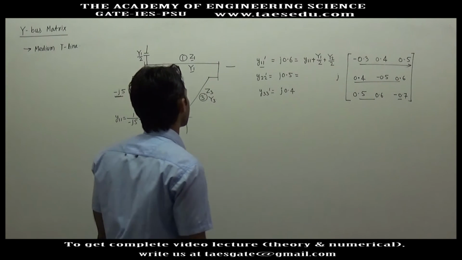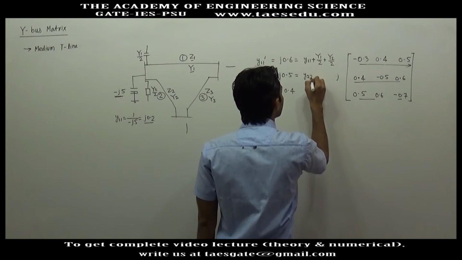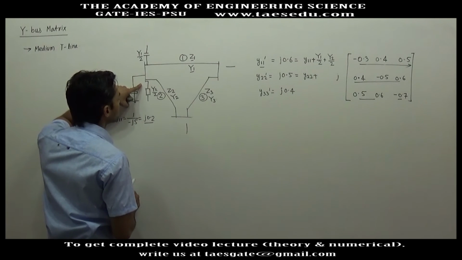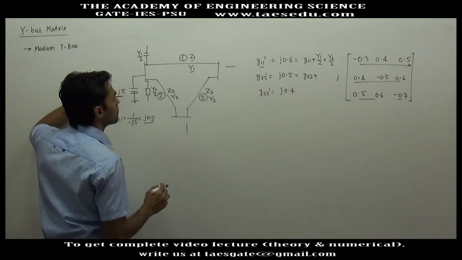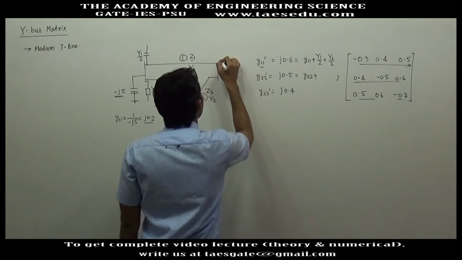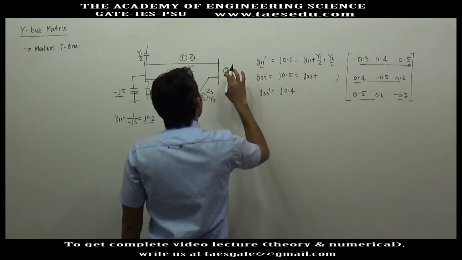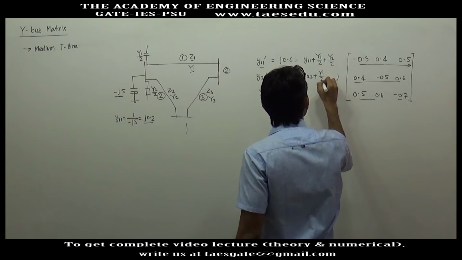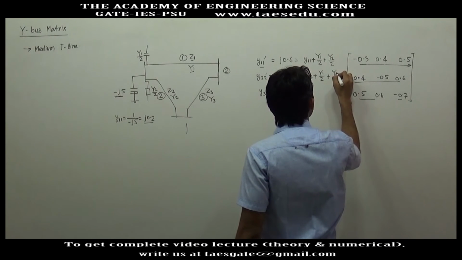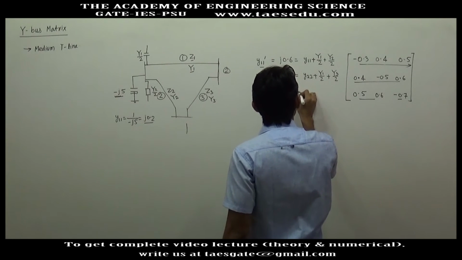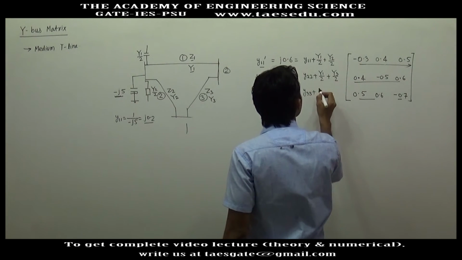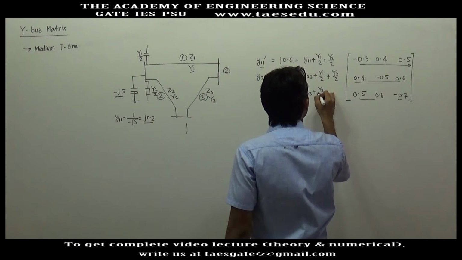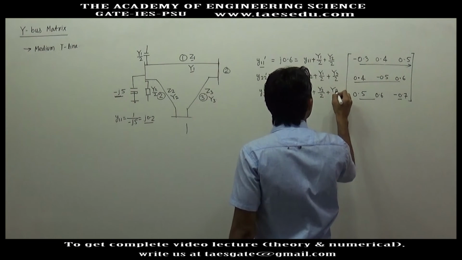Similarly, Y22 dash will be Y22 plus, coming to the second bus. Bus 2 is connected to the first transmission line and the third transmission line. This will be y1 by 2 plus y3 by 2. And similarly here you will have y33 plus, and for 2 3, y2 by 2 plus y3 by 2.